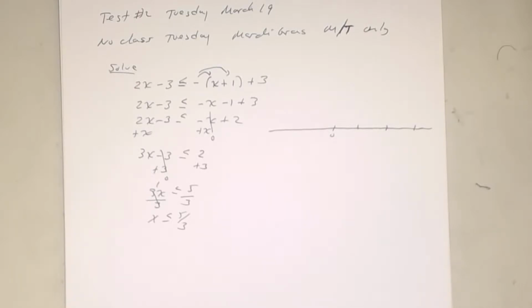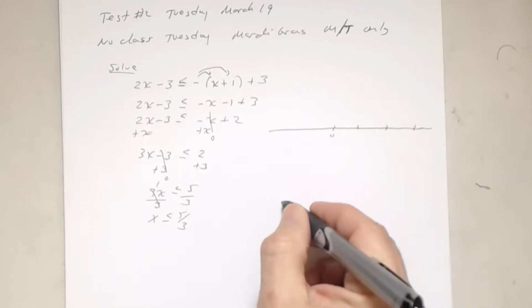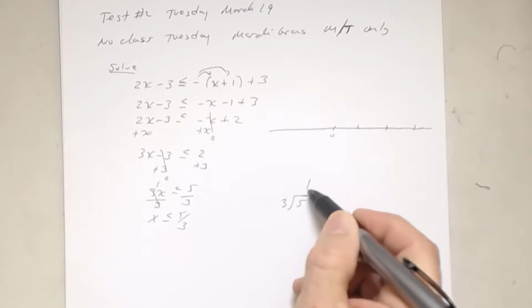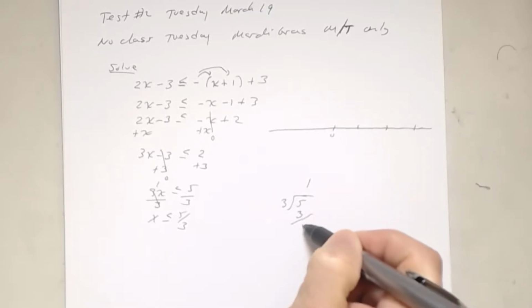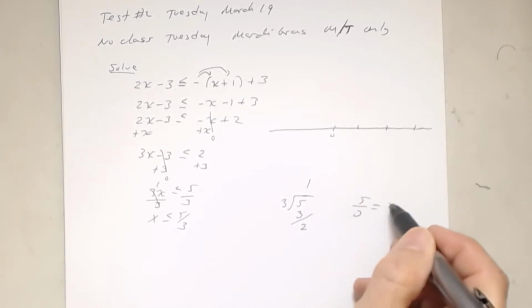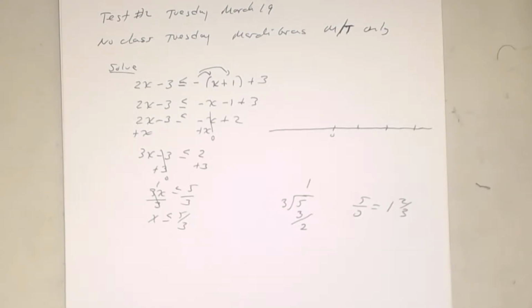Okay, so let's see what 5/3 is. If I write it as a mixed number, 3 into 5 is 1. 1 times 3 is 3 with a remainder of what? 2. So 5/3 is what mixed number? So do you want to change what you said? Yes. So 5/3 is between what two numbers? 1 and 2, closer to which one?